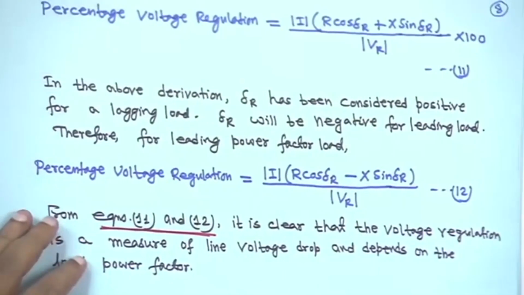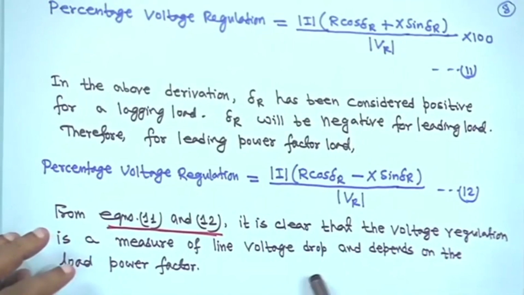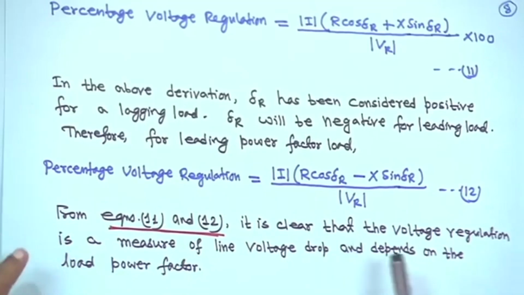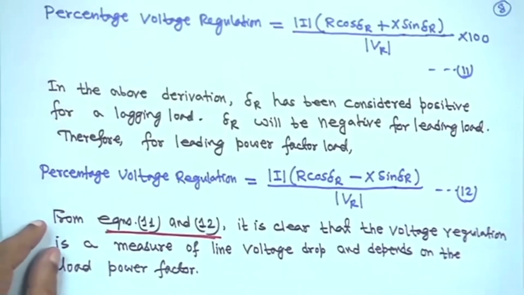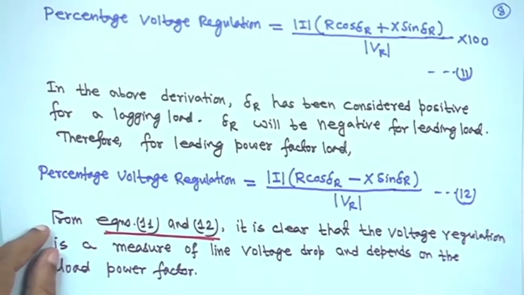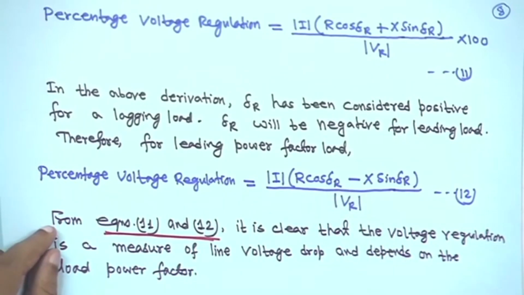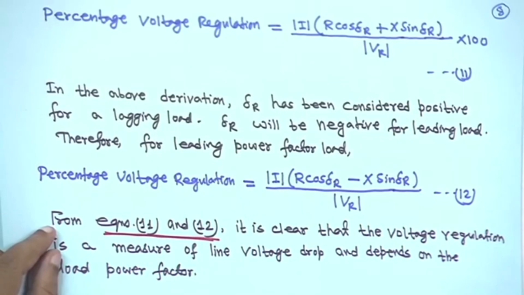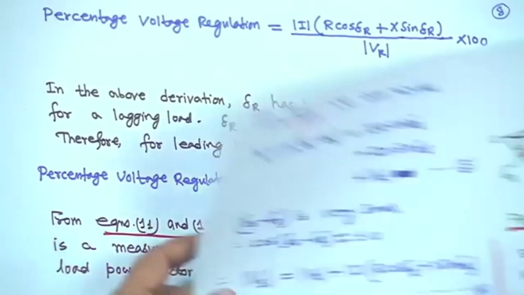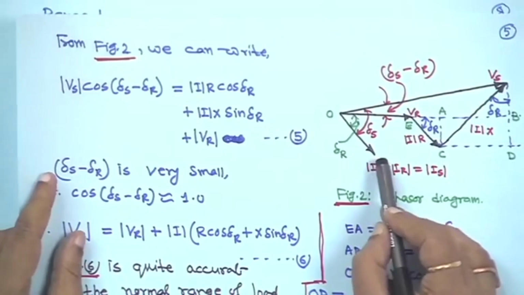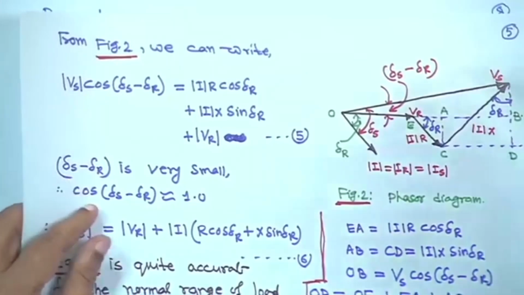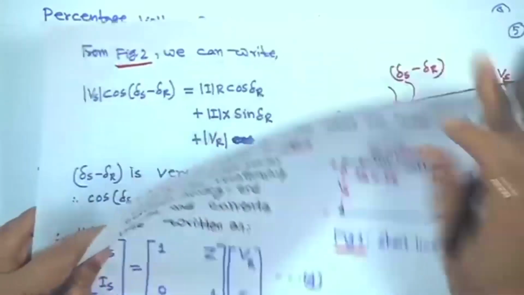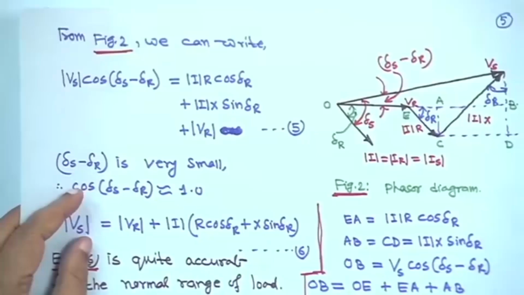So, this is basically the line voltage drop, and it depends on the load power factor. Of course, it depends on the load power factor, because delta r is the load current angle. This is the current I going to the load, and its angle is delta r.